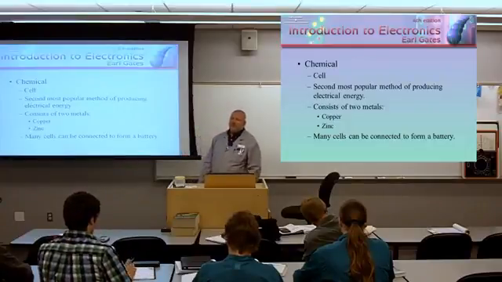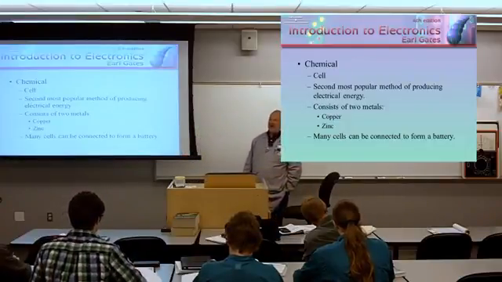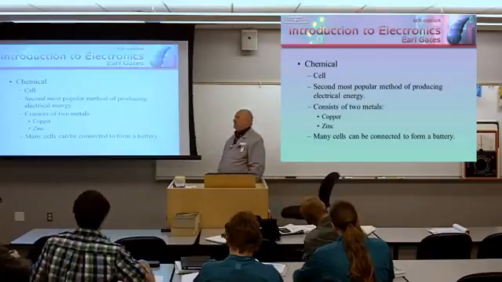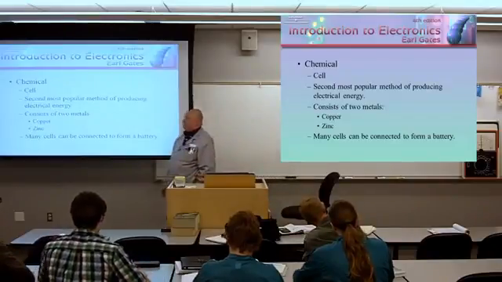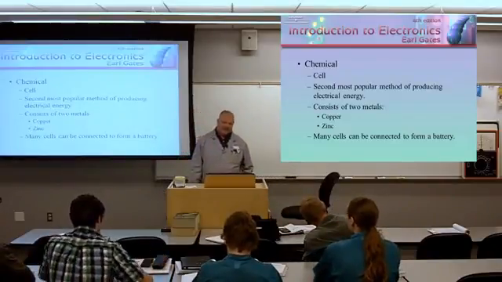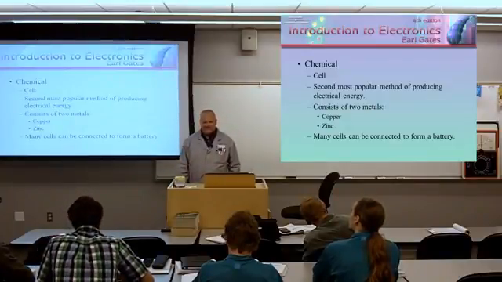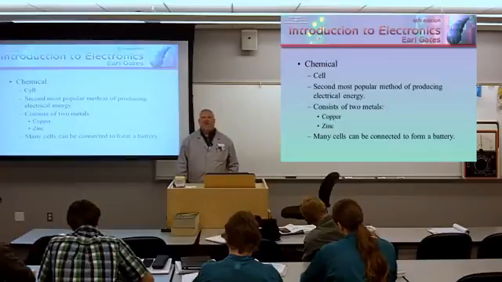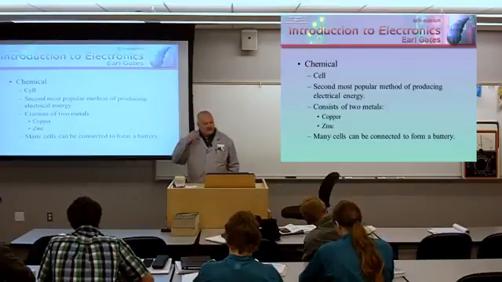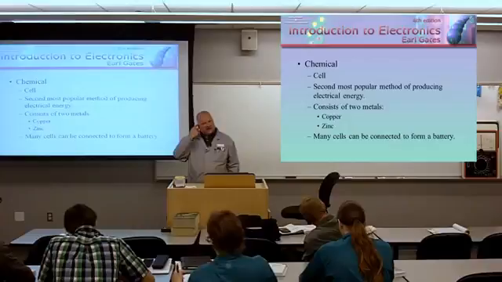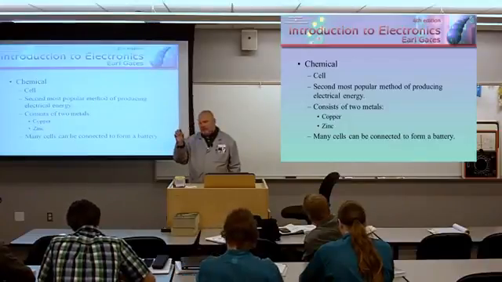Chemical. The most common is a cell. Chemical means is the second most popular method of producing electrical energy. A chemical cell. What we're talking about here is batteries. The original chemical cell consisted of two metals, copper and zinc. These were the old school batteries.